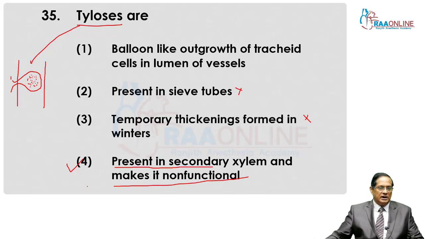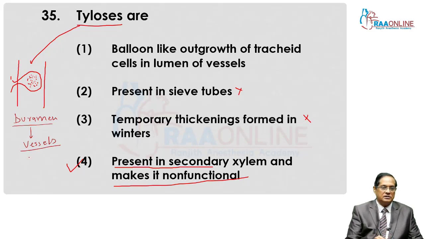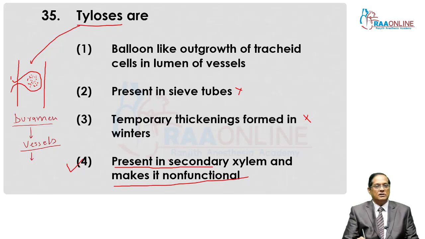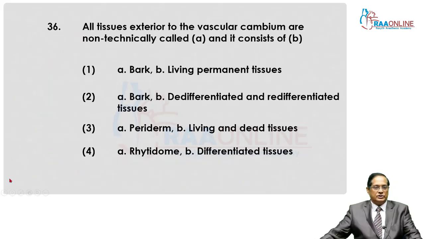These tyloses are seen in duramen, that is heartwood, in their vessels, balloon-like structures formed by neighboring parenchyma. And duramen is non-functional, that is, it does not conduct water and minerals. 36th question.